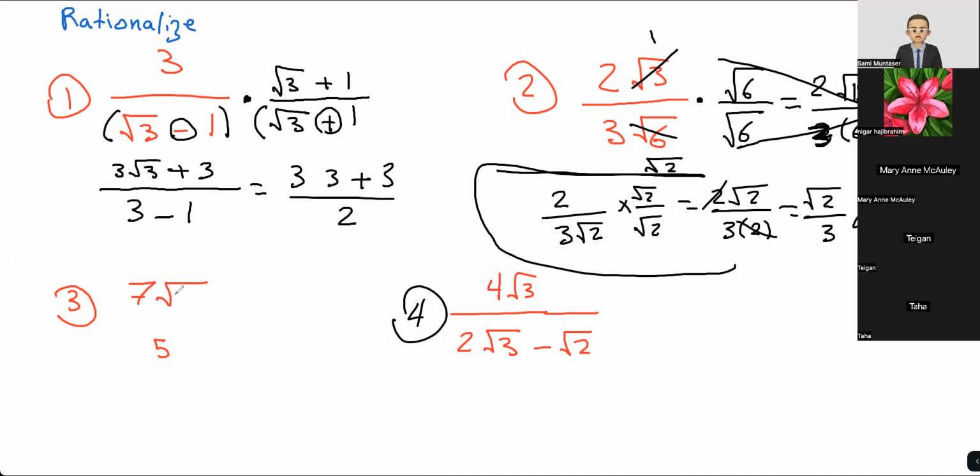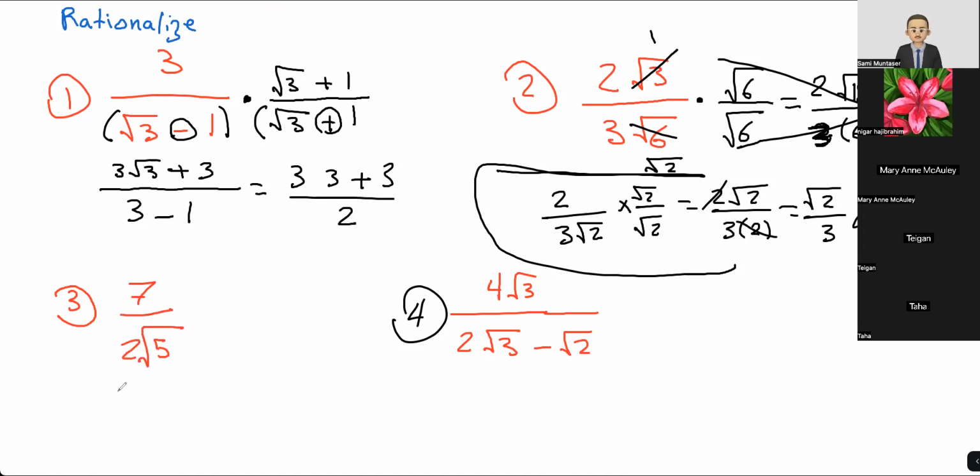I think it was 7 root 2 over 5, wasn't it? Root 5, sorry. Was the question like that? No, it was 7 over 2 square root 5. Okay. 7 over 2 root 5.